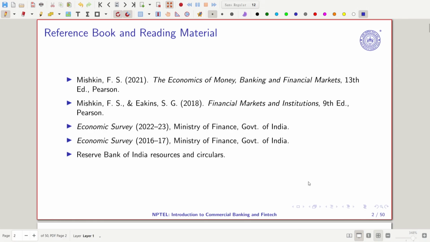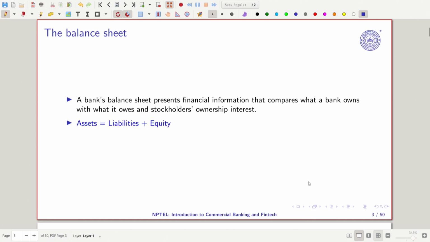So in terms of books, I have already mentioned Mishkin. You can also refer to some of the documents available on the RBI, and also the circulars issued by RBI. Those documents are equally important. But Economics of Money, Banking and Financial Markets by Frederick Mishkin is the core textbook. You can also read Bodie, Kane and Marcus, the book Investments. Investments covers a bit of banking, and it is also equally important. Now, let's go about the balance sheet.